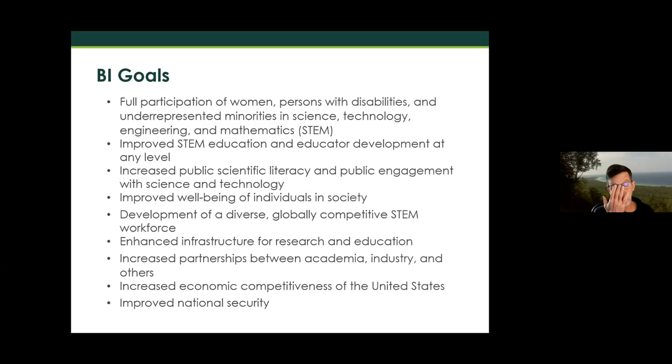So the first one, often known as broadening participation, I'm sure you've heard of this, is really about achieving the full participation of women, persons with disabilities, and underrepresented minorities in STEM. The second is improved STEM education and educator development at any level. The third is increased public scientific literacy and public engagement with science and technology. The fourth is incredibly broad. It's improved well-being of individuals and society.